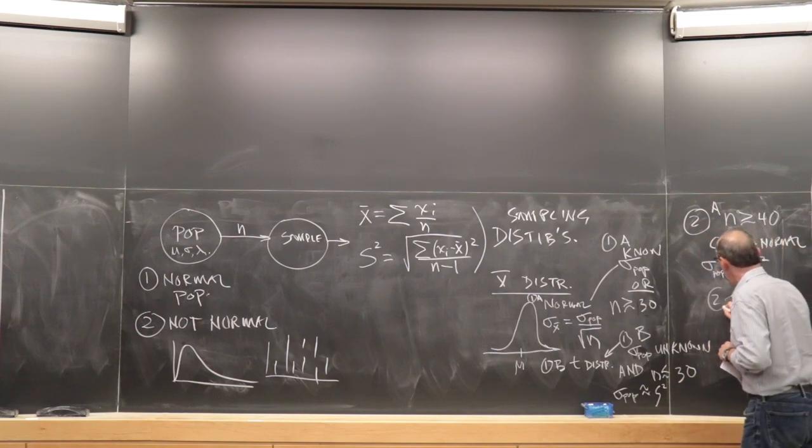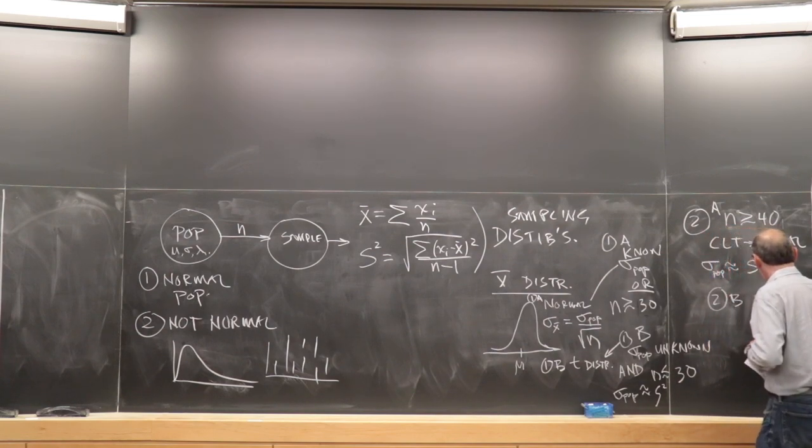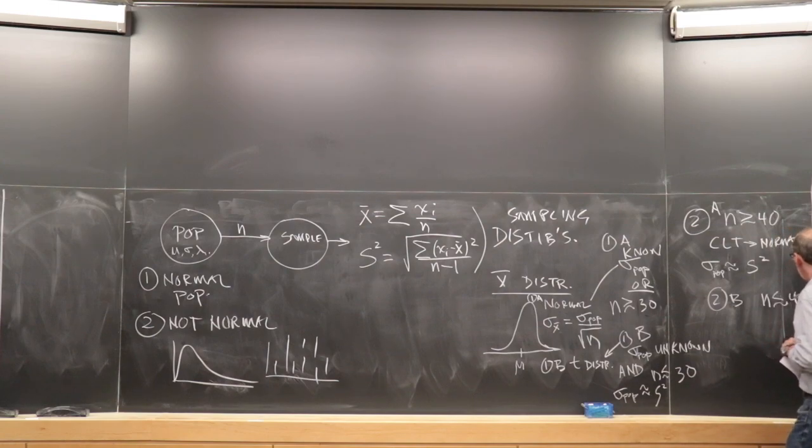What about 2b, where n is small? It's less than, roughly 40. What do I do then? Get more data, so it gets bigger. There's always one good approach. But more realistically, you have to use the exact distribution.